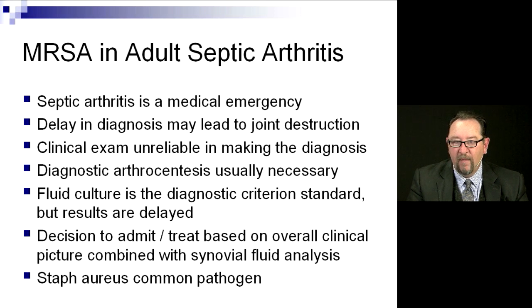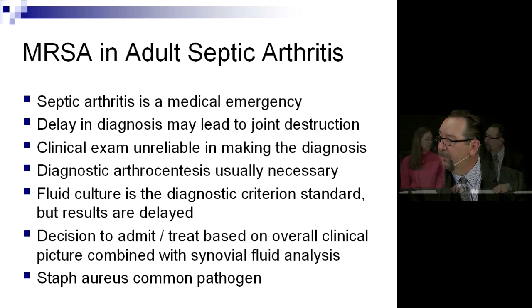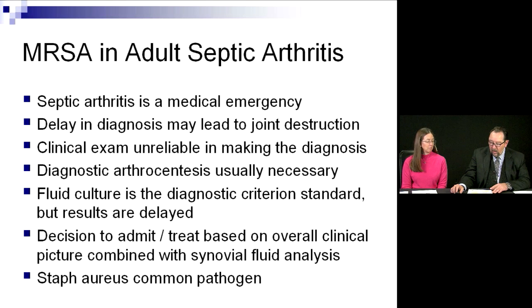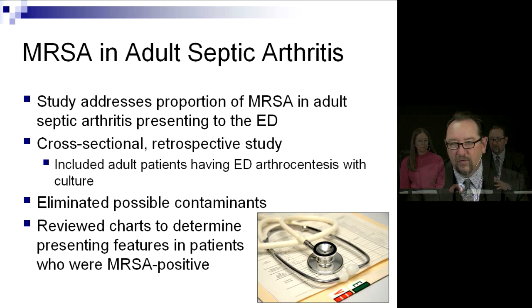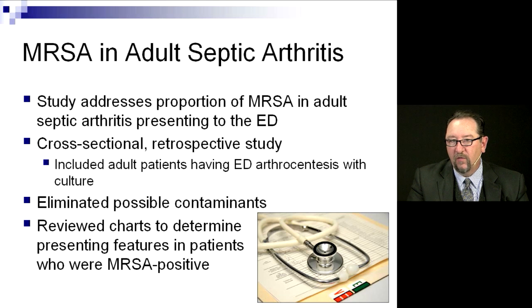Staph aureus is a common pathogen, but what's not known is how common MRSA is. So this group of authors asked, is MRSA in there now too? That's the question, and they're going to go ahead and take a look at it. The study addresses this proportion. It's a cross-sectional retrospective study. It's not huge. It includes adult patients, only adults, having an ED arthrocentesis where there was a culture. They eliminated the contaminants, not so helpful for us, but it would be nice to know how many of them there were, but there you go.